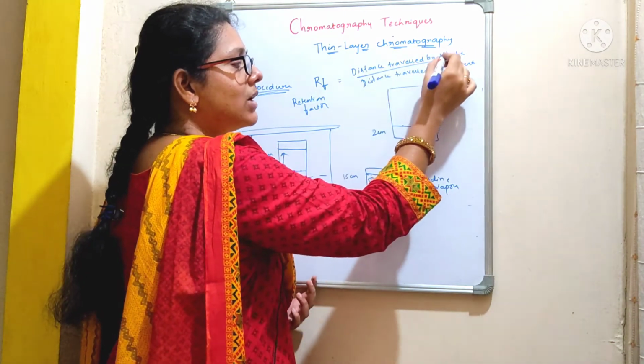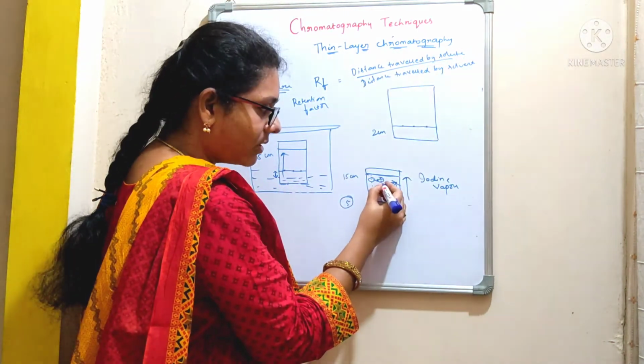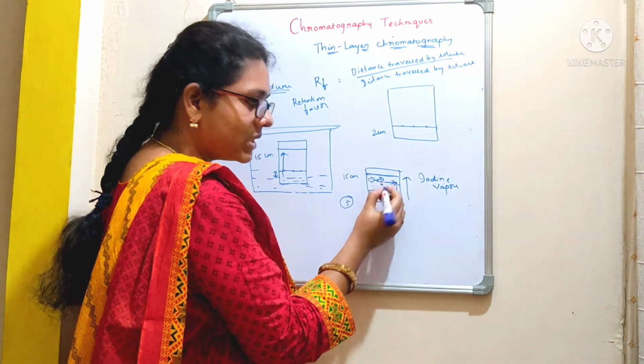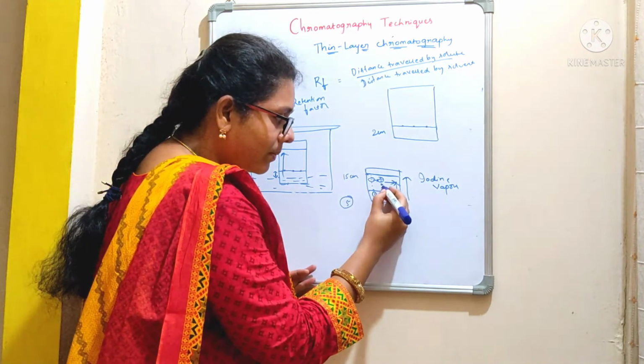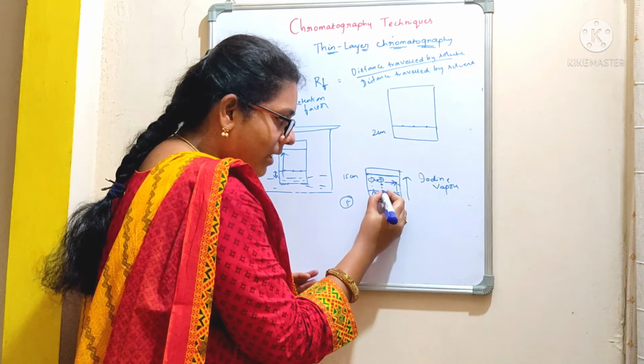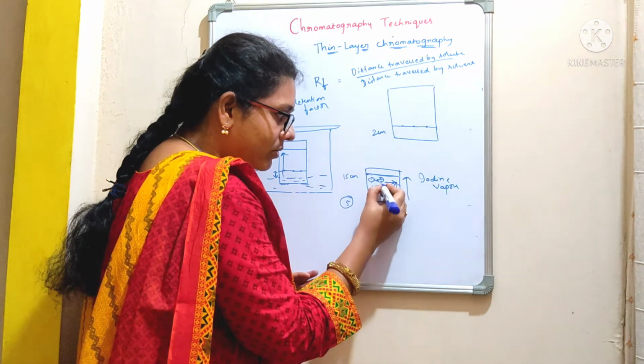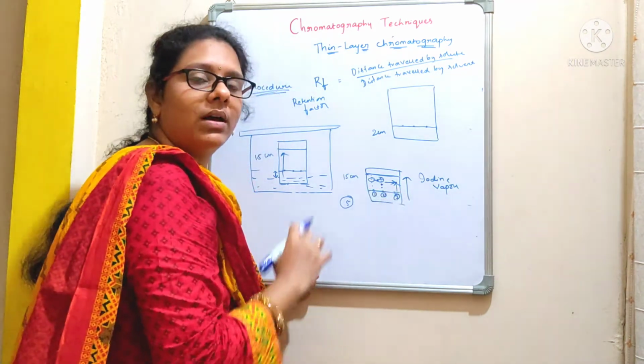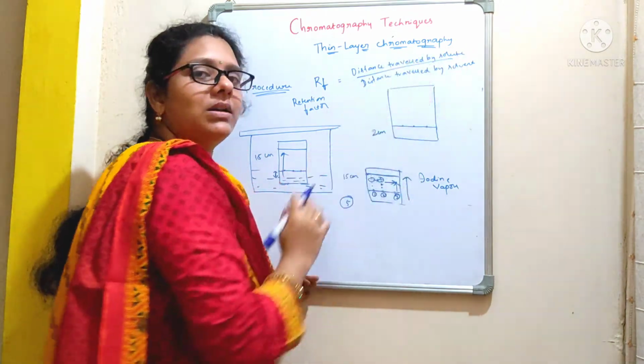So the distance travelled by the solute, so this is your solute. This is the compound which is present in the sample, right? You are going to measure this distance, that is from the region of sample application to the center of the spot. That gives you the distance travelled by solute.